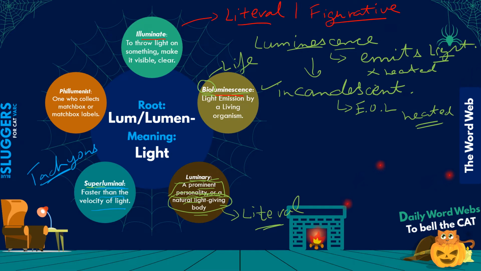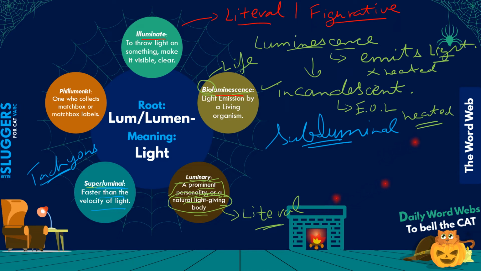Similarly, if you have superluminal, you also have subluminal. Subluminal objects are basically objects that travel at a speed less than that of light. For example, all of our velocities, as far as we know, are less than that of light, right? So that will be subluminal and superluminal.